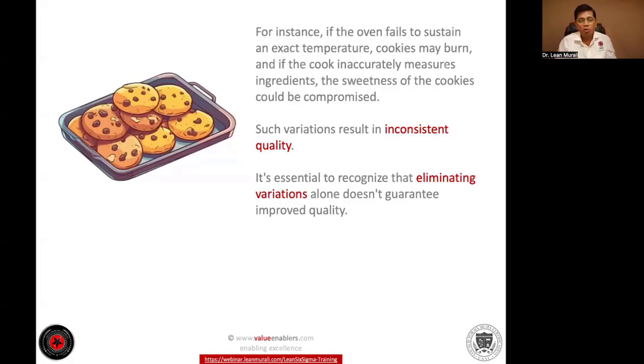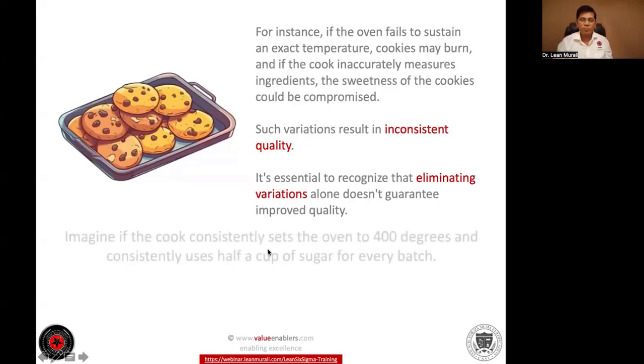Each of these factors at different levels of combination will produce a different output, and hence it is important to measure. You should find out which are the factors, which are the levels, and maintain consistency, which is called reducing variations. Imagine if you cook consistently.